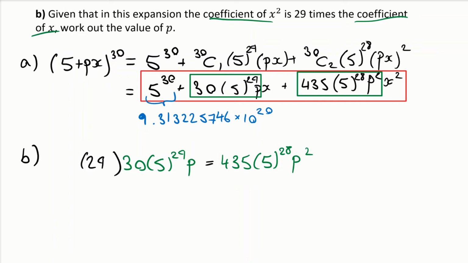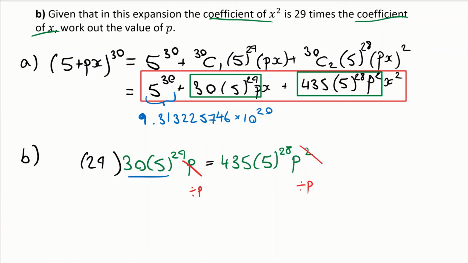Now this requires some GCSE level knowledge. We just need to rearrange this equation to make it a bit nicer for us. So already I can see I can cancel out the p's. So I can divide by p on both sides. On the left hand side that cancels out just p, and on the right hand side that cancels out the p squared to just p. What else can I do?